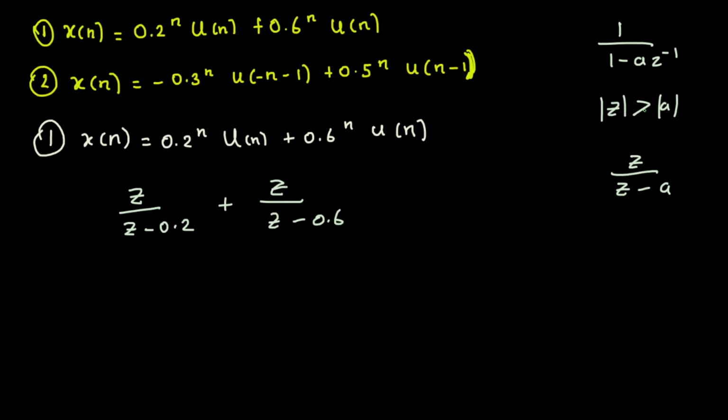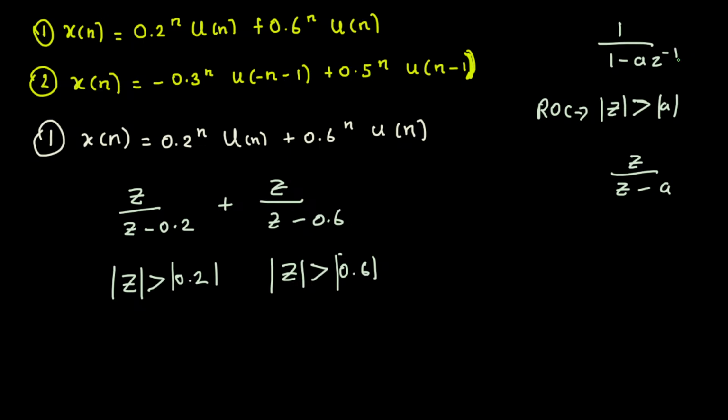Now as you can see, this is our ROC right here. Region of convergence is Z is greater than A. So for the first one, Z is greater than 0.2, and for the second one, Z is greater than 0.6. These are our A values, just picking up from the pattern. So the region of convergence is exterior if it's greater, and if it's lesser, that's interior.